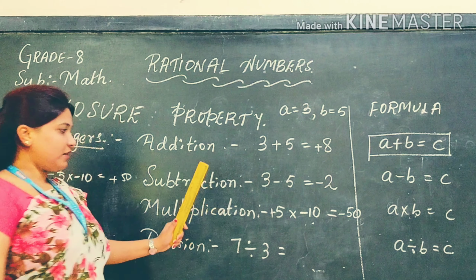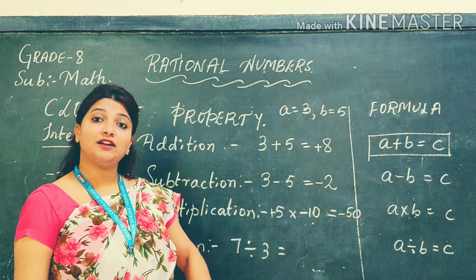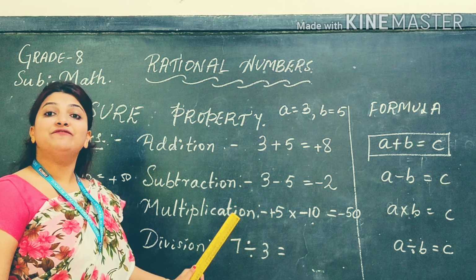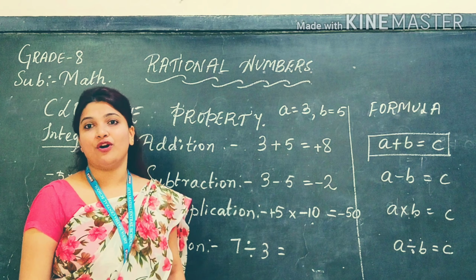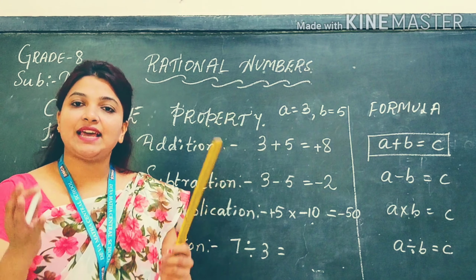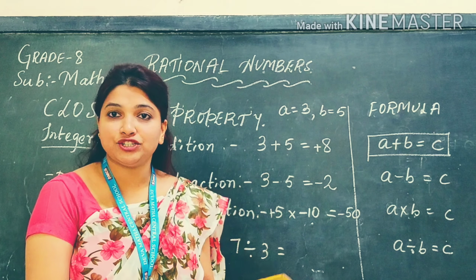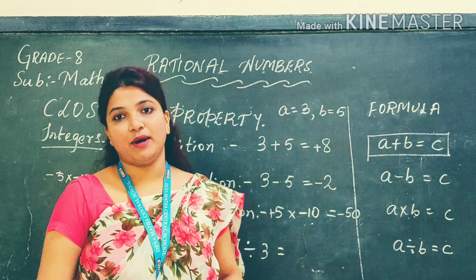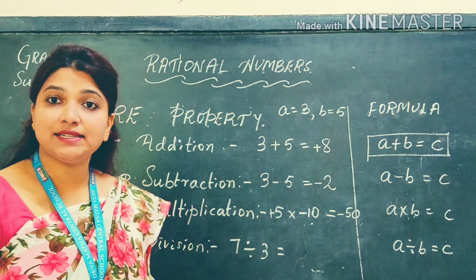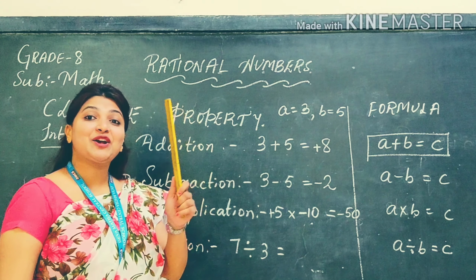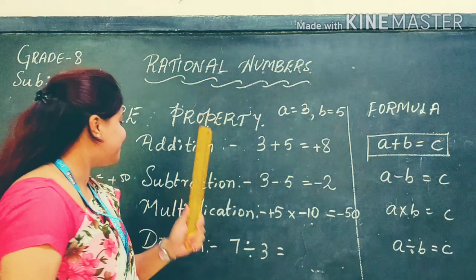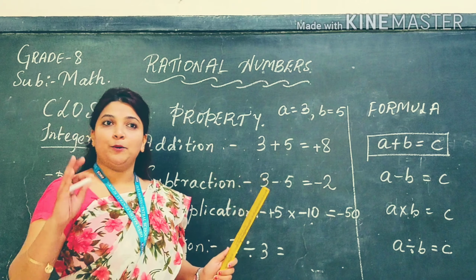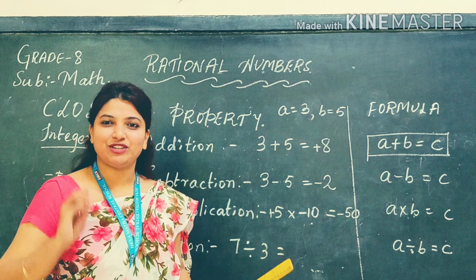Alright. So closure property is valid for addition. It is valid for subtraction. It is even valid for multiplication of integers. Or we can say that it is closed under addition, closed under subtraction, closed under multiplication. Now let us see if my closure property is valid for division. Alright, so this is like a game changer here.